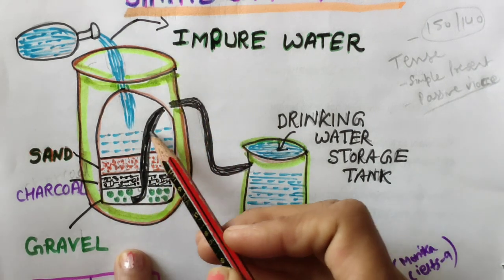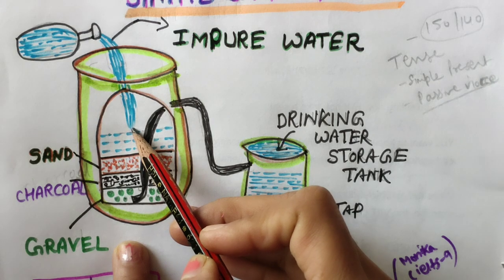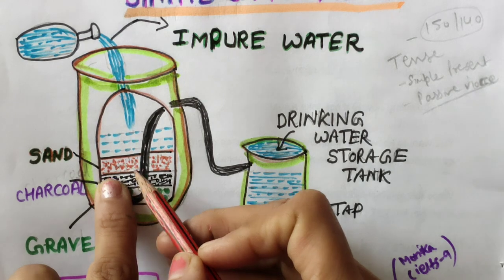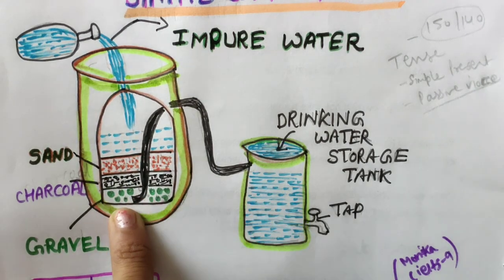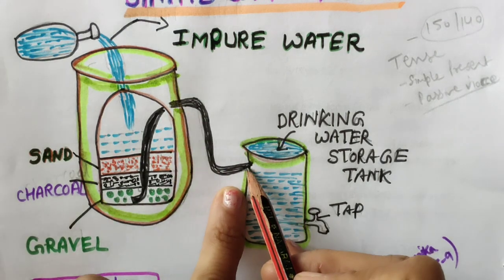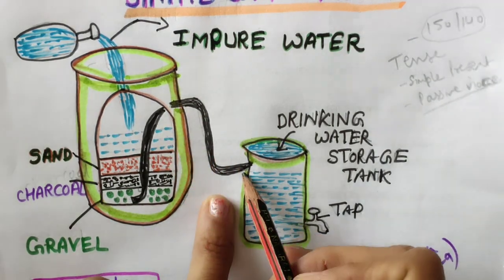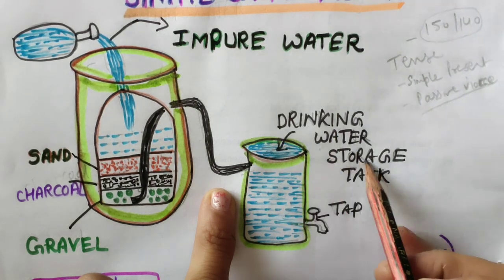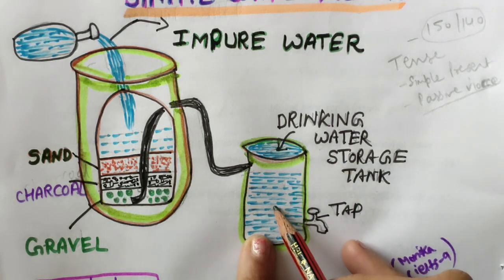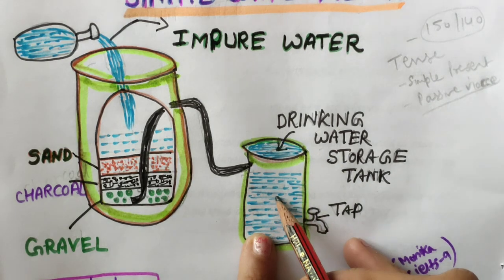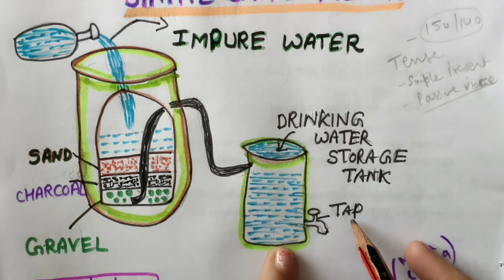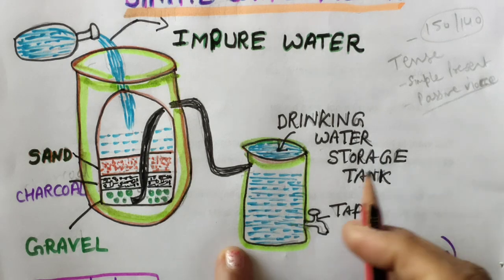So what is the process? First, water will go inside this pot container, and it will undergo the first layer, the second layer and then the third layer. It means when it comes to the third layer, the water is clear. From here, water is transferred from this container to this drinking water storage tank. This is the tank, and a tap is there. When the water is here, then definitely we can take out pure drinking water from the tap. So this is the thing.